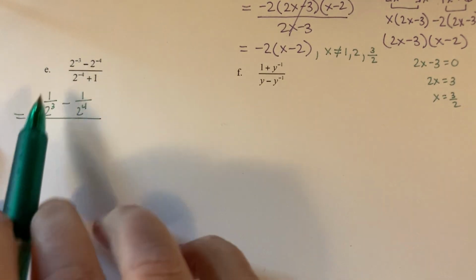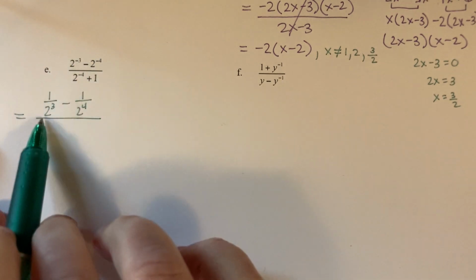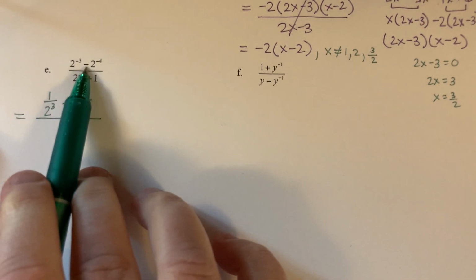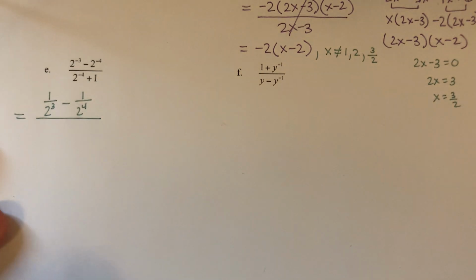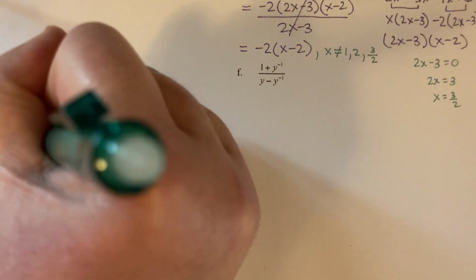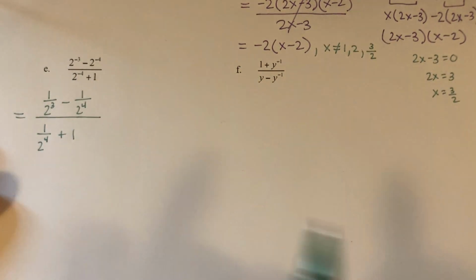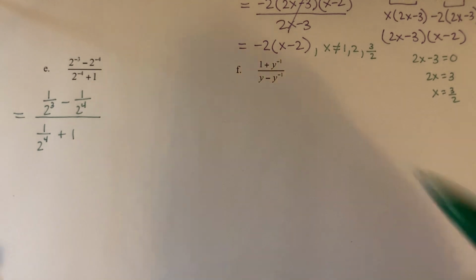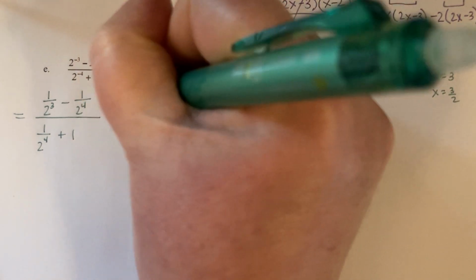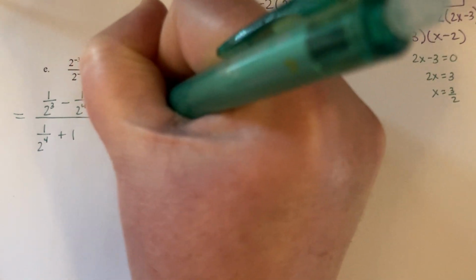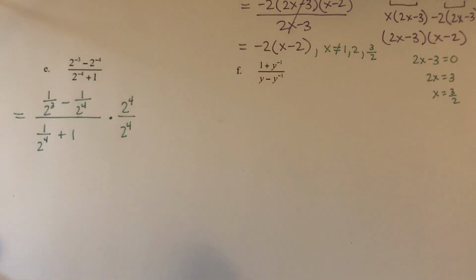So 2 to the negative third power is 1 over 2 cubed. 2 to the negative 4 is 1 over 2 to the fourth. Same with this, 2 to the negative fourth, and then 1 is just 1. There was no negative exponent on that one. So common denominator is going to be 2 to the fourth that I need to multiply top and bottom by.